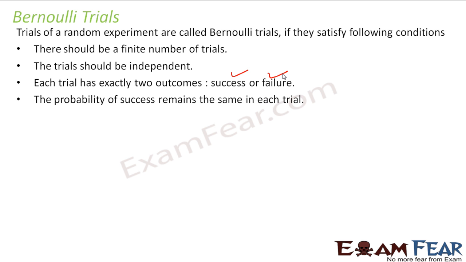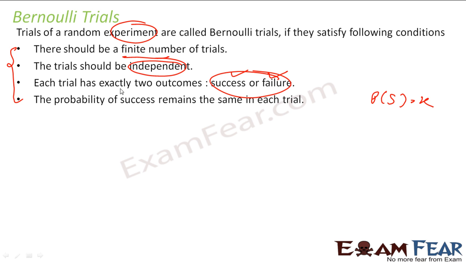And the probability of success should remain the same. The probability of success should be constant for each trial. So if a random experiment satisfies all these conditions, that is, a finite number of trials, independent, two outcomes, and the probability of success is constant, then only that trial is called a Bernoulli trial.